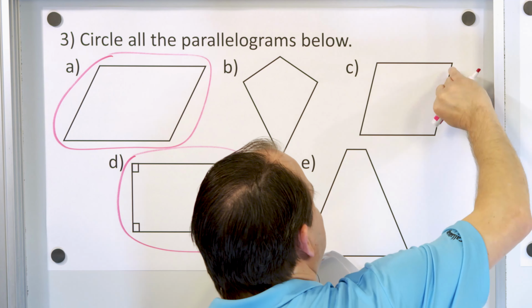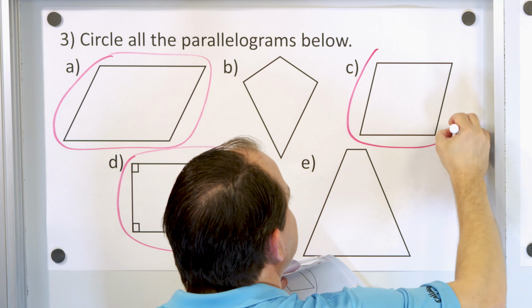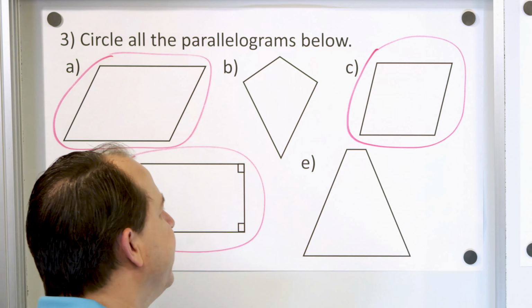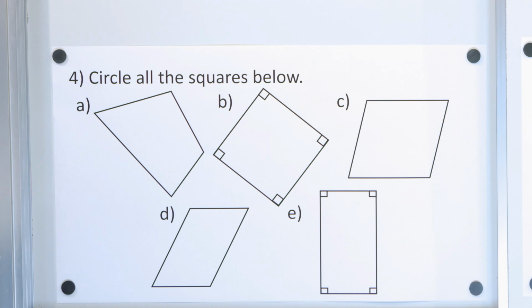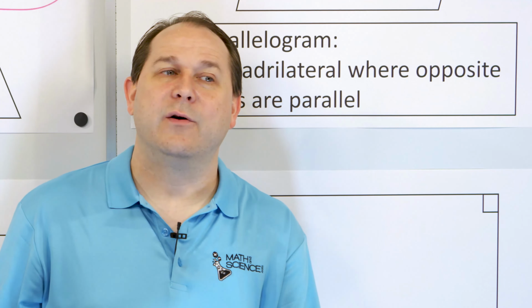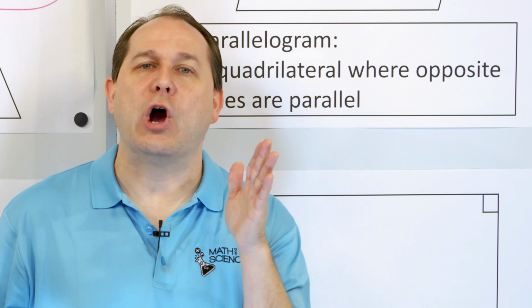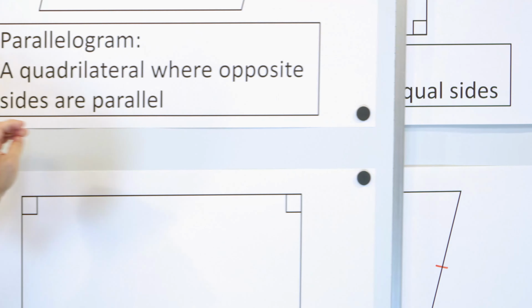Here, we have parallel, parallel, parallel, parallel. That's all we care about to make a parallelogram. So of course this looks more like a rhombus, a slanted square, but it's still a parallelogram. So that's the final answer to this one. And here's our final question. Circle all of the squares below. Remember, a square is a type of rectangle, which is a type of parallelogram, where all 4 sides are equal, and you have to have a 90 degree angle in each corner.